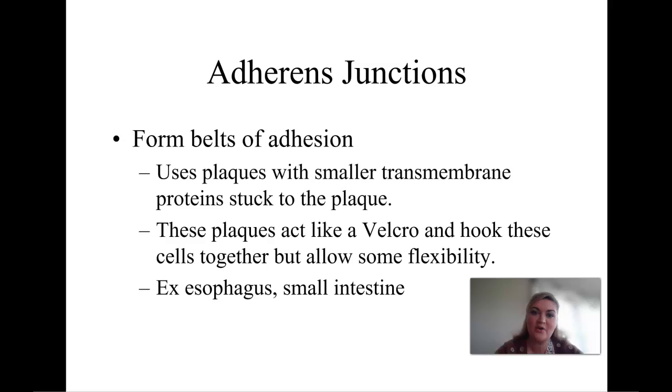Adherens junctions are going to form belts of adhesion. These are going to be used with plaques with similar transmembrane proteins that are stuck to that plaque. And so we'll look at a picture of that in just a minute. So the plaques are going to act like Velcro, and they're going to hook these cells together, but allow some flexibility. So you're going to have one end connecting with the other, kind of like Velcro does. You'll find these in things like the esophagus and the small intestine, things that need to be able to stretch but still hold together.